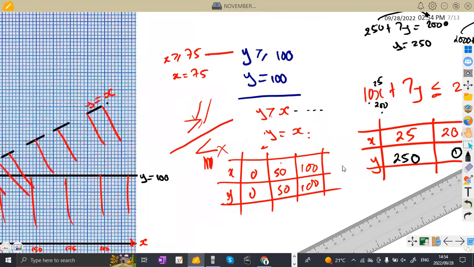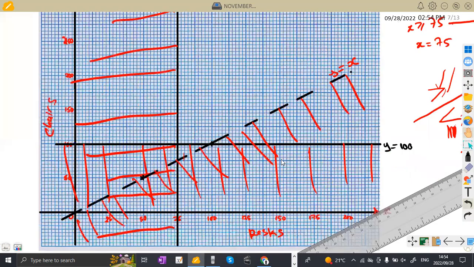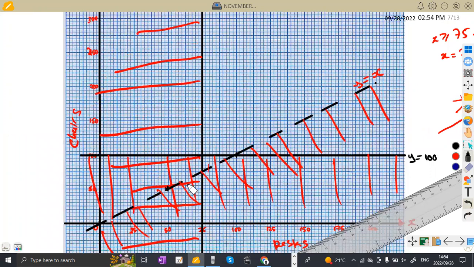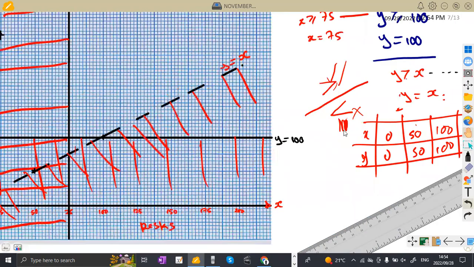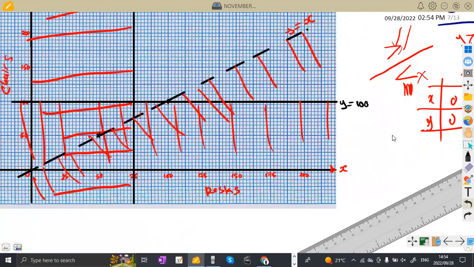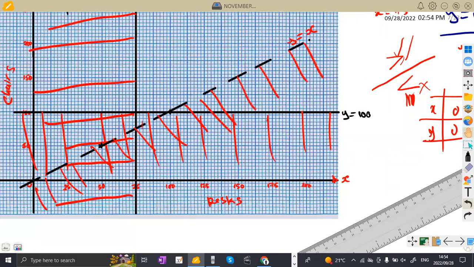So we've got 25 versus 250 here. So this is 25, and this is 250, this is 200, so 25 versus 250, you mark your point. Another point, we said when x is what? 200, y is 0, so we need 200, 0, which is somewhere here. X is 200 and y is 0 at this point, that's 200, 0.